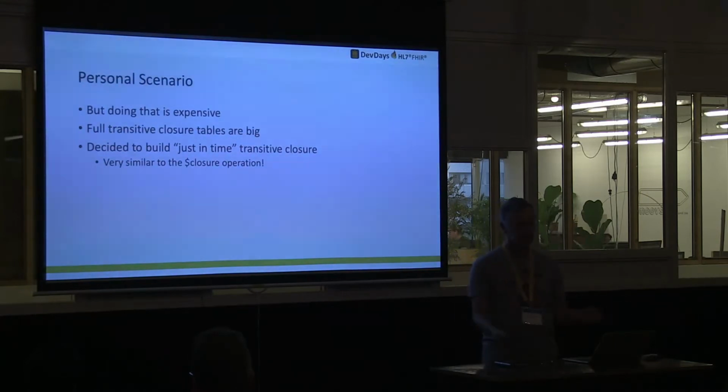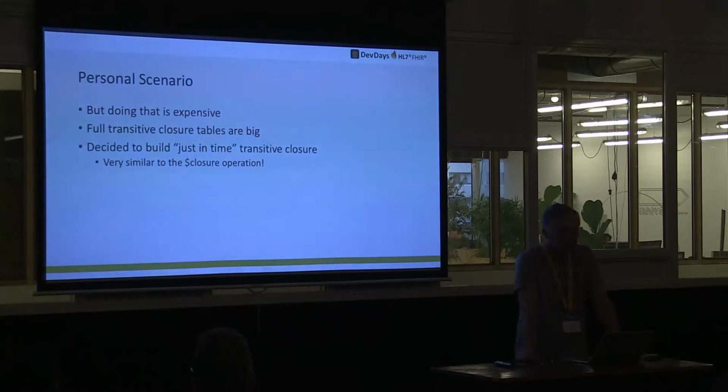So, like I said, doing that can be kind of expensive. The full transitive closure table, as I said, is kind of big, and also you have to keep it up and all that. And so we decided at the time when I was doing the work that we would build our closure table. We didn't even call it that, actually. I'm not sure if I even knew that name for it at the time, but I learned about it anyway. But we ended up doing a kind of just-in-time transitive closure.